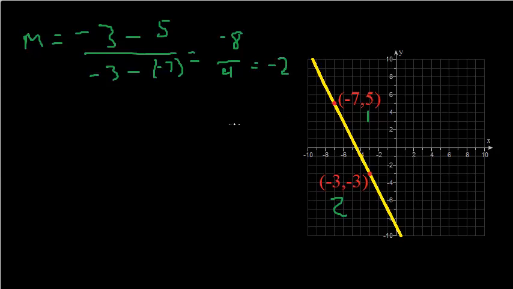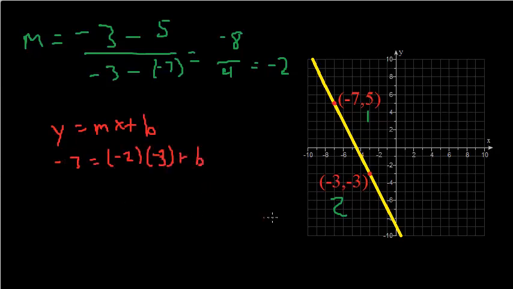To find our y-intercept, what we can do is use our slope-intercept form. So we start with y equals mx plus b. We know our slope is going to be -2, and we can plug in one of the points from the graph since we know that those will be a solution to the equation. This gives us, say, -3 equals -2 times -3 plus b. So we plugged in the point (-3, -3) and our slope of -2.